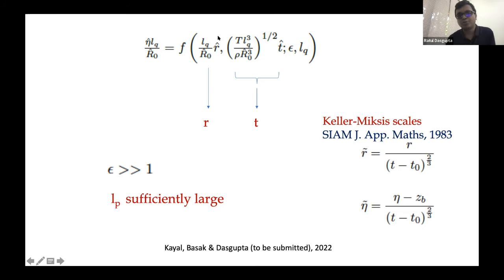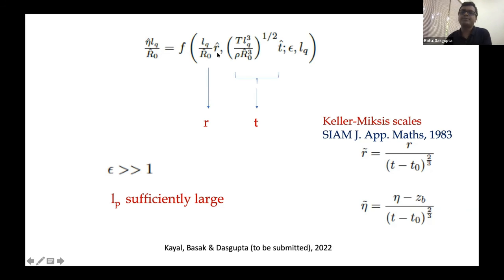If I cube this, it becomes LQ cube by R0 cube. And if I square this, there is a LQ cube by R0 cube. If you divide the two, then the ratio becomes independent of this length scale R0, the radius of the container. What that physically means is that if epsilon is sufficiently large, which is the regime where our weakly nonlinear approach completely fails, it is possible that the problem locally becomes independent of the radius of the container. In that case, the only way we can non-dimensionalize the system is if we should be able to write the system in this manner.